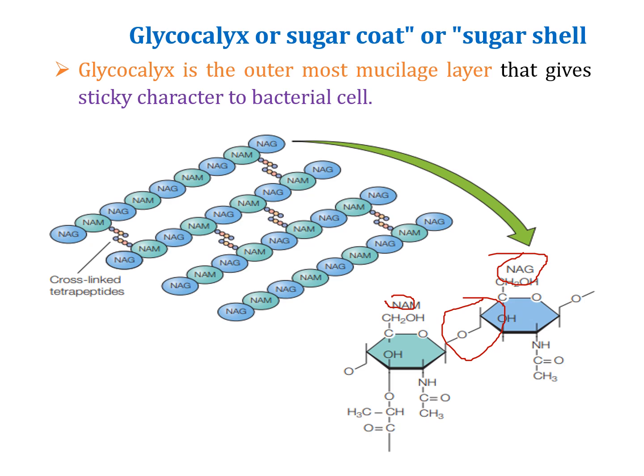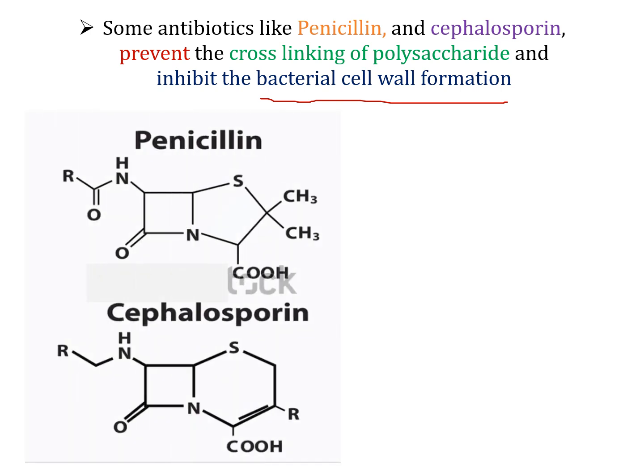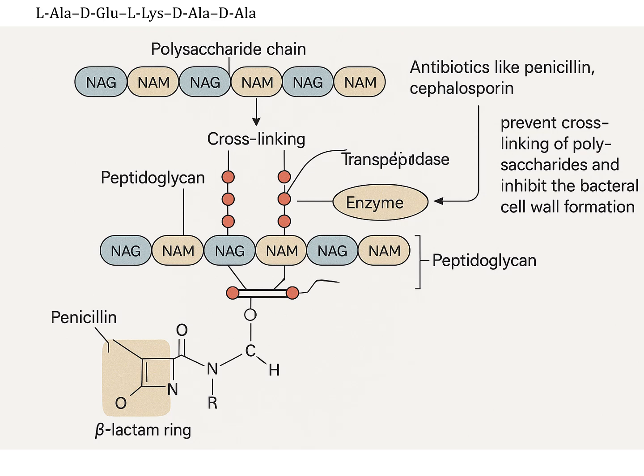Interestingly, the unique structure of the bacterial cell wall also makes bacteria vulnerable to some antibiotics, like penicillin and cephalosporin, which prevent the cross-linking of polysaccharides and inhibit bacterial cell wall formation. So this is the structure of penicillin, with its beta-lactam ring, and cephalosporin. Both prevent the cross-linking of polysaccharide tetrapeptides and inhibit bacterial cell wall formation.